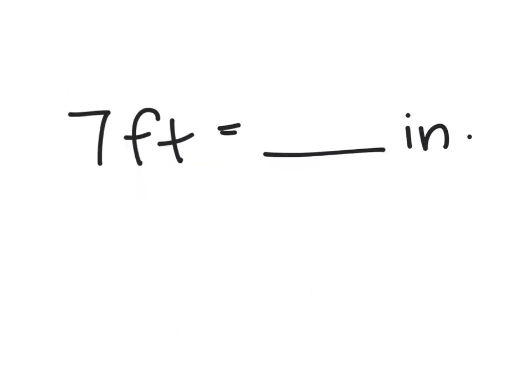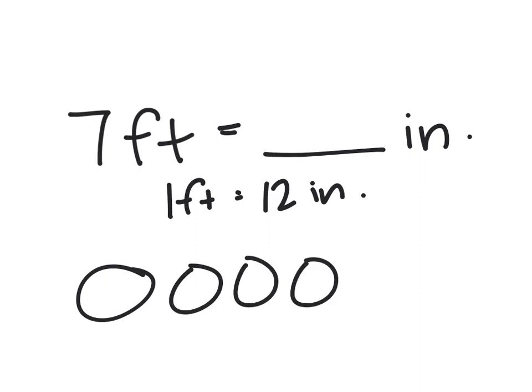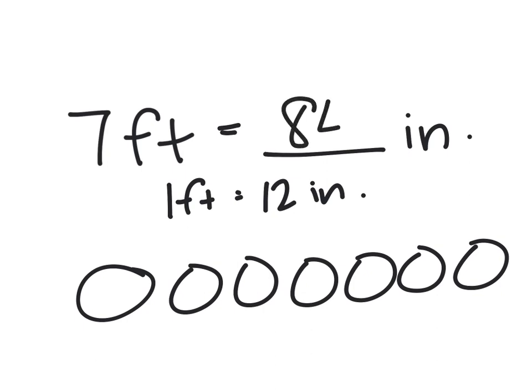All right, our next problem is 7 feet equals how many inches? So I know 1 foot equals 12 inches. So if I have 7 groups of 12, how many do I have? Figure it out. The answer is going to be 84 inches. You can either add 12 7 times, or you can do 7 times 12 and get 84.